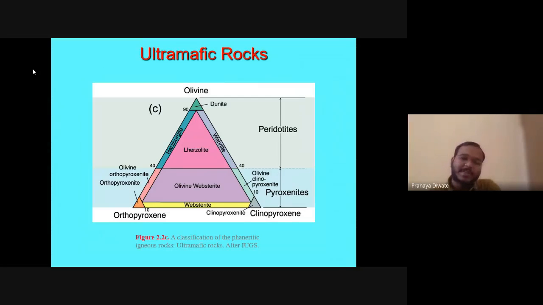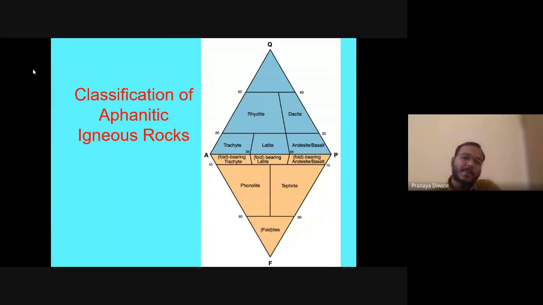Whatever we have seen is just the classification of phaneritic rock. Now we are going to see the classification of aphanitic rock. So what is aphanitic rock? Aphanitic rocks are those rocks whose crystals you cannot see by the naked eye. You need a microscope for this one. So this is known as aphanitic rock.